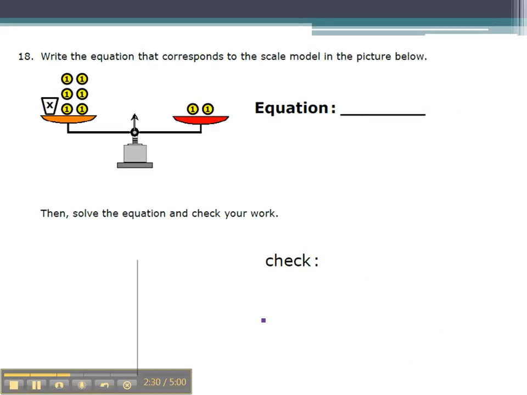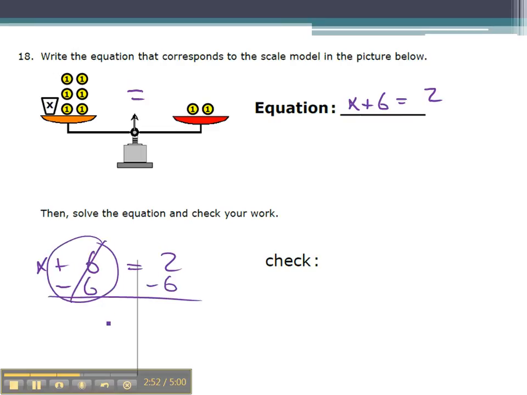Number 18, write an equation that corresponds to the scale model in the picture below. On the left side of the scale we have x and 6 chips, so x plus 6. The balanced scale represents the equal sign, and on the right side we have 2. To solve this, we need to undo this addition with subtraction, so subtract 6 from both sides.